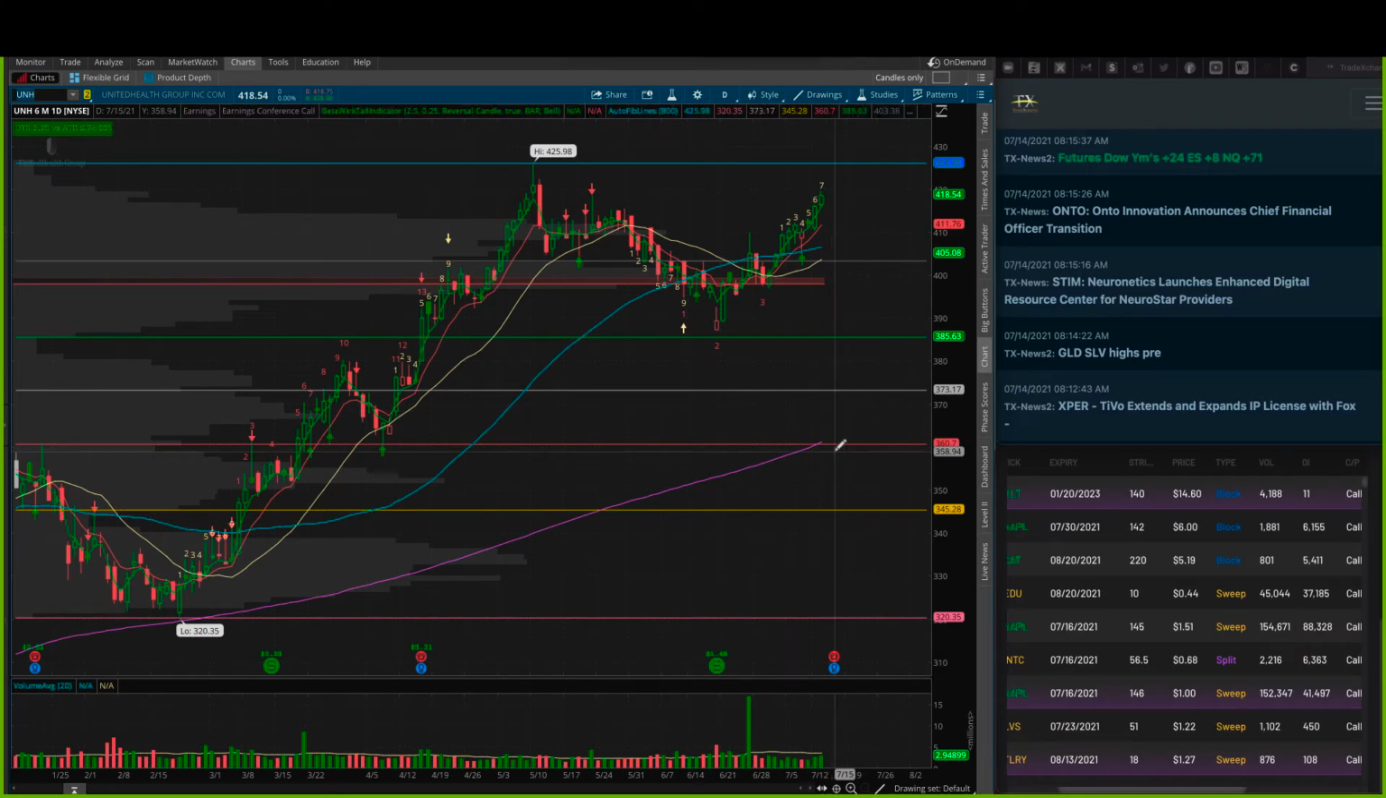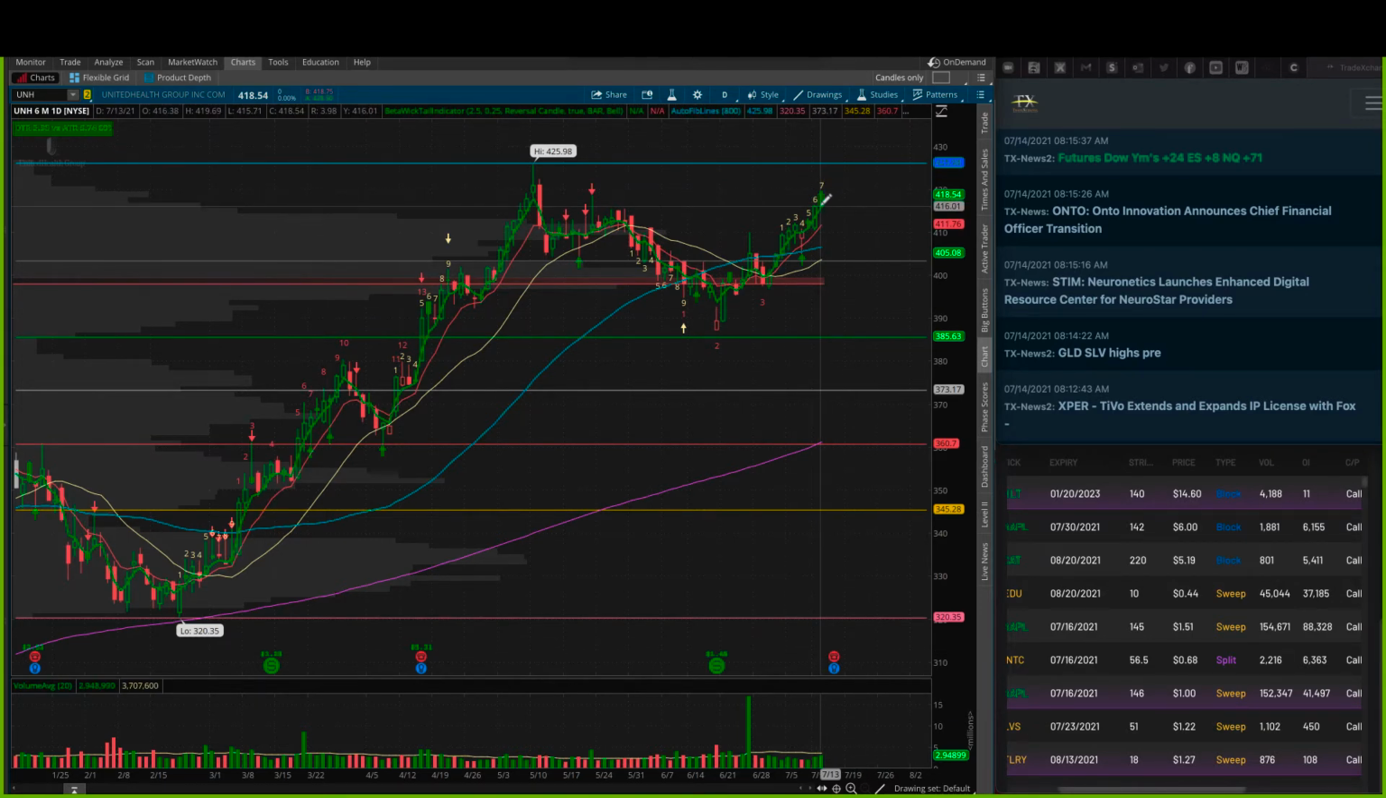It does have earnings coming up tomorrow, so it would have to be a very quick trade. I think these are before the open, so it would have to just be for the day. Yeah, it's tomorrow morning. So just for a day trade.